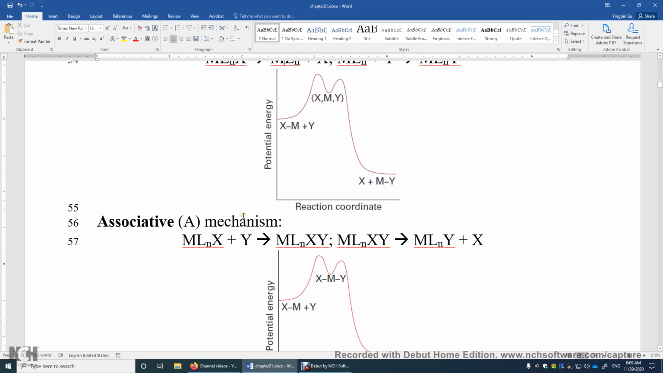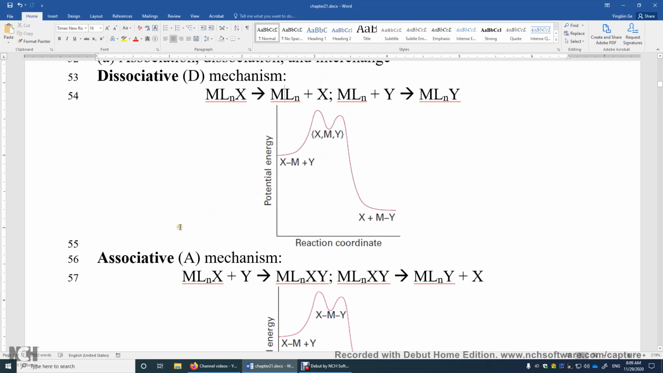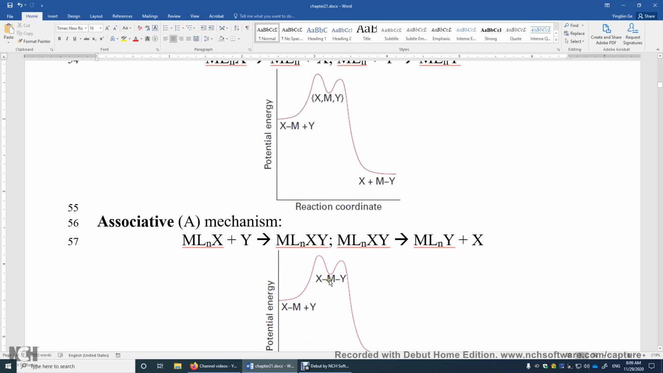Associative mechanism. Again, there are two steps, but these two steps are different from the dissociative ones. Just from the name, associative mechanism, the first step is association. So look at the first step. Y forms a bond with the transition metal. That's it. So X has not left yet. Now if you look at the intermediate, in this case, this transition metal center is bonded to both X and Y. So it might be a little crowded here, but M is bonded to both X and Y.